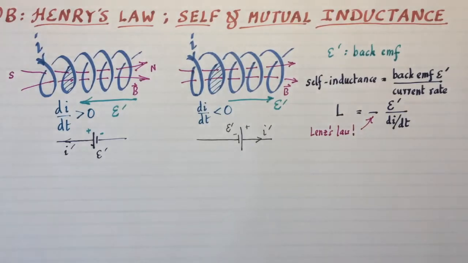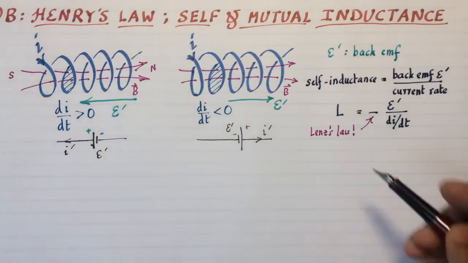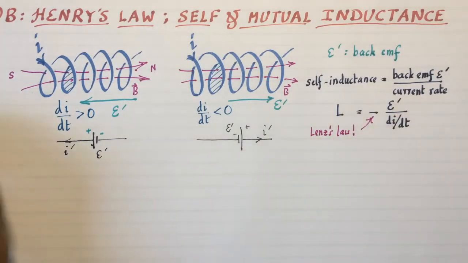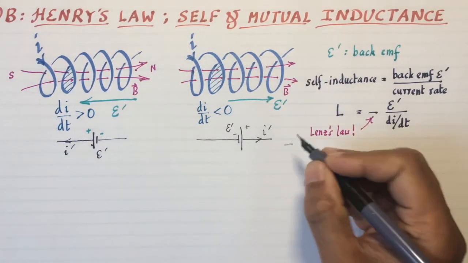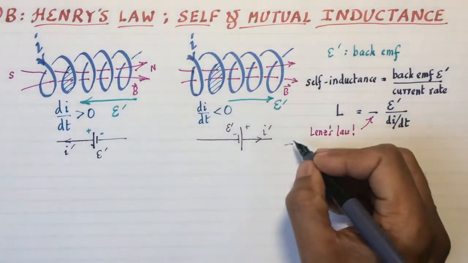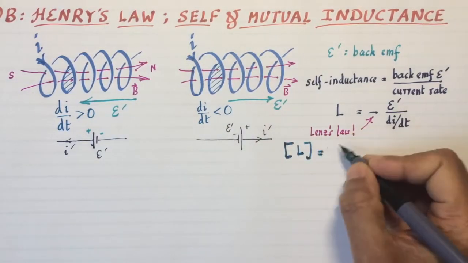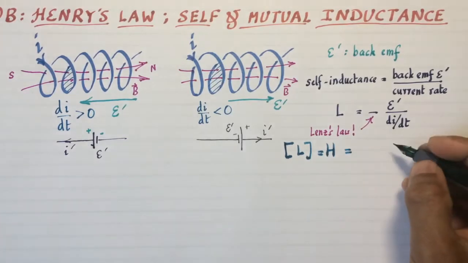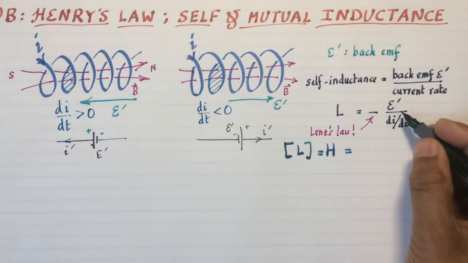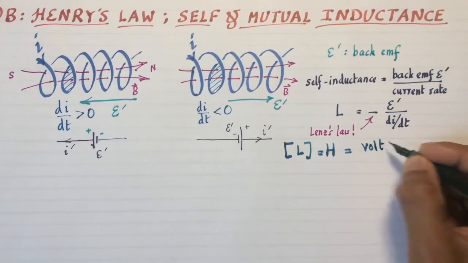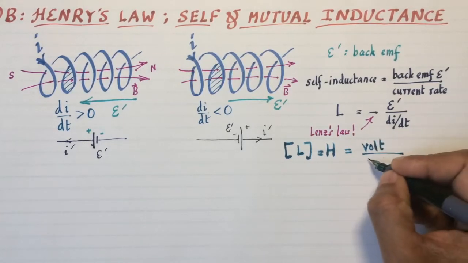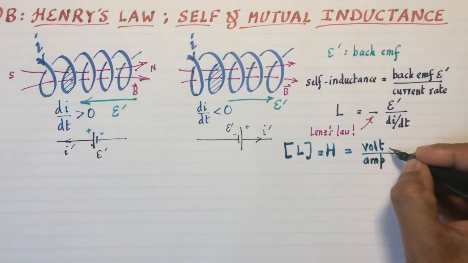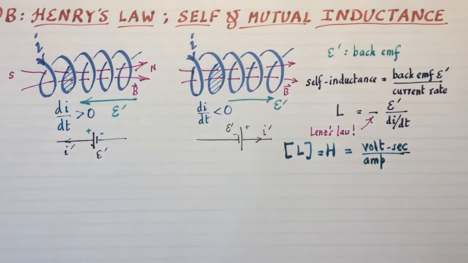So that's Lenz's law showing up, this time in Joseph Henry's law. Now the units are very important. The units of inductance, in honor of Joseph Henry, are called, appropriately, henrys. Let's write that. The units of L are henrys. And let's see what it amounts to. It's volts divided by amperes per second. So the second comes up. So volt second per ampere is equivalent to a henry.